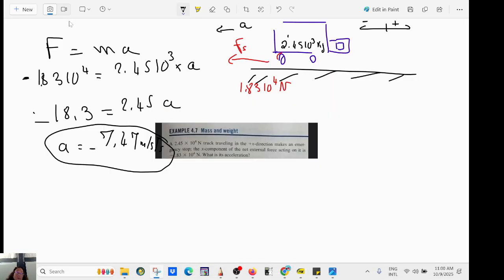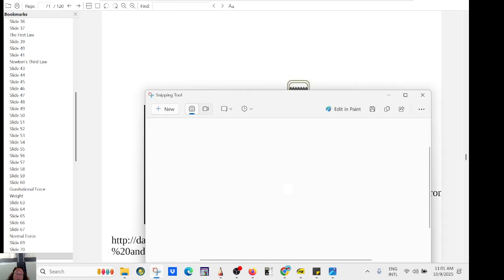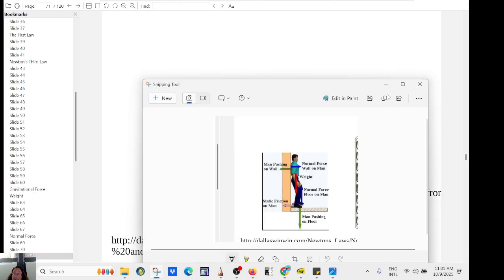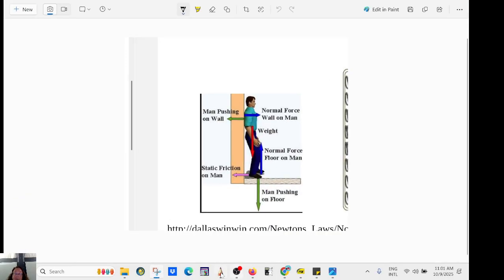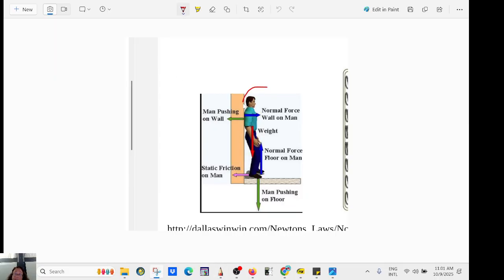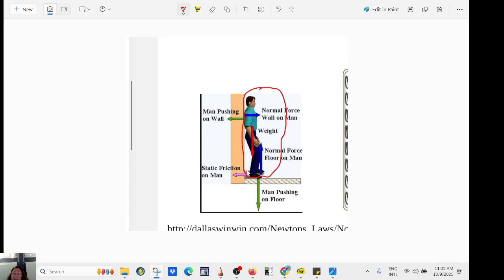So let's take a look at this guy. I just want to focus on him. Because here they put all the reaction forces, I don't care about the reaction force. I'm focusing on the person here.